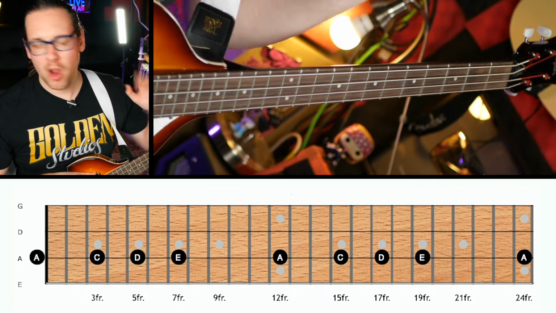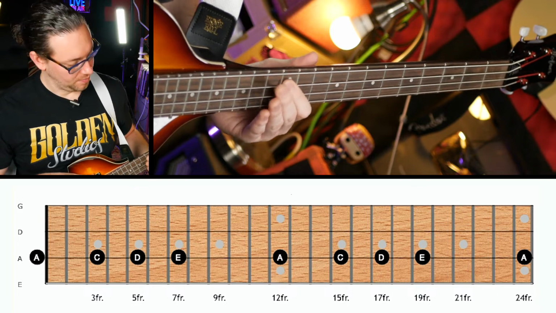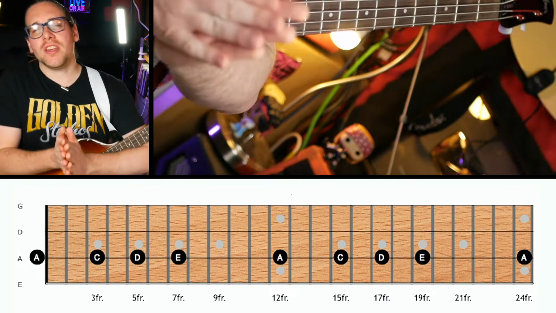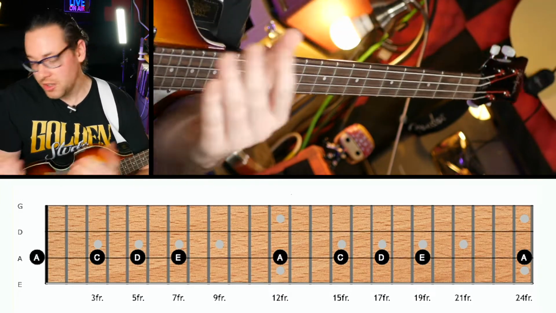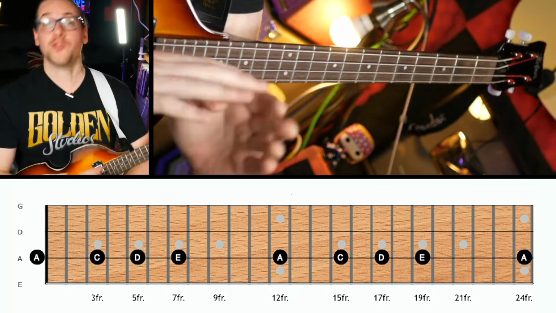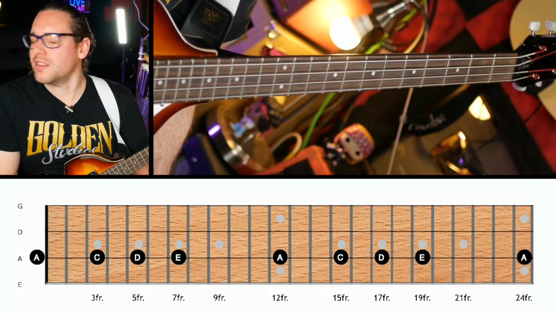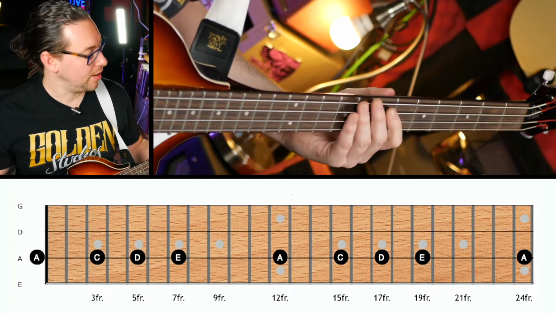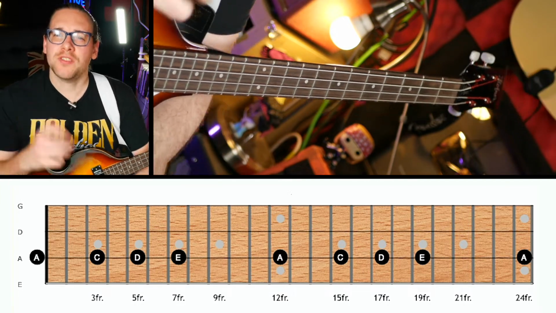So we know A, 3rd fret is C, D, E, A. C, D, E, A. So we're using these dots as markers and reference points. You see where I'm going here? Once you've spent a week or so testing yourself, you don't need to have the instrument in your hand. You can just think, what is on that 3rd fret? That's C. That's D on the 7th, and so on. And you can even test yourself.